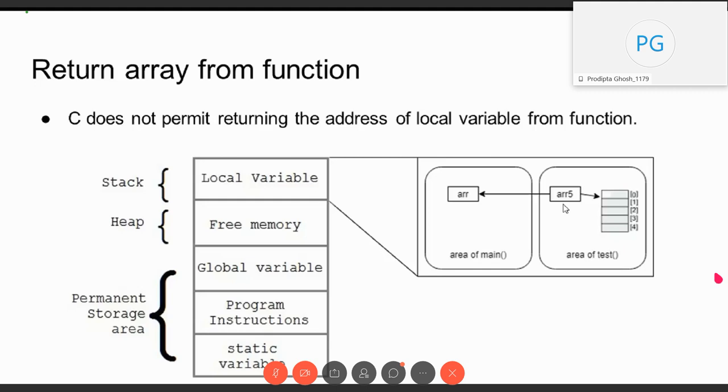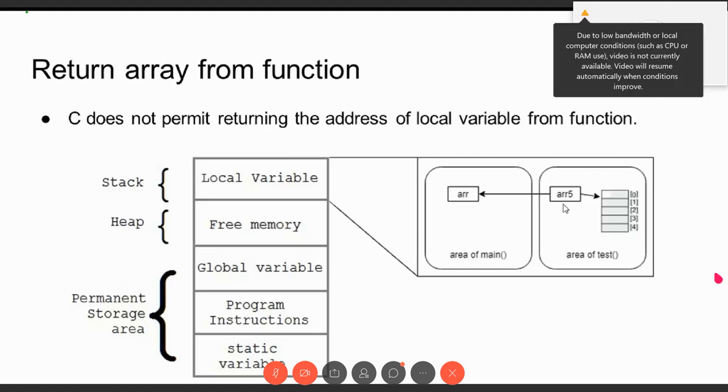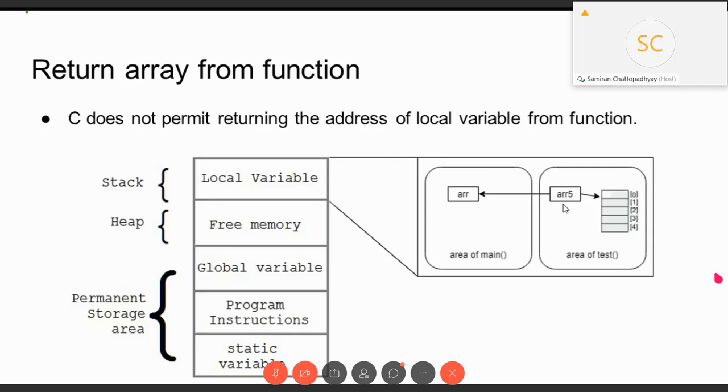Now comes the issue. You already know that once the test function returns, the space for test vanishes into thin air. It releases the memory. This ARR5 is no longer there. So ARR contains that address, which looks like a valid address, but that space is no longer available to you, meaning to the programmer, to the program environment. So therefore, this is not going to work.